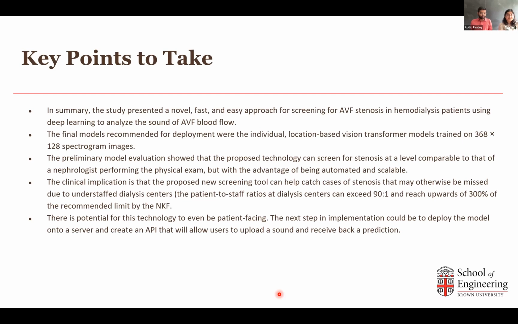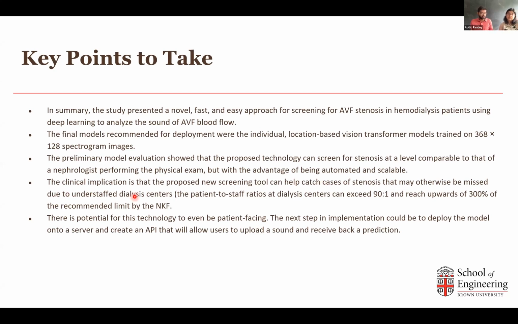So the overall key points to take from the study, in summary: the study presented a novel, fast, and easy approach for screening of AVF stenosis in hemodialysis patients, using deep learning to analyze the sound of AVF blood flow. The final model recommended for deployment was the individual location-based vision transformer models, trained on 368 and 120 high resolution spectrogram images. The preliminary model evaluation showed that the proposed technology can screen for stenosis at a level comparable to that of the nephrologist performing the physical exam, but with the advantage of being automated and scalable, which is very important.